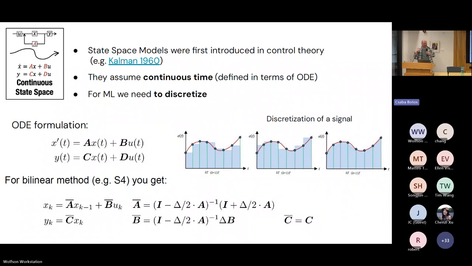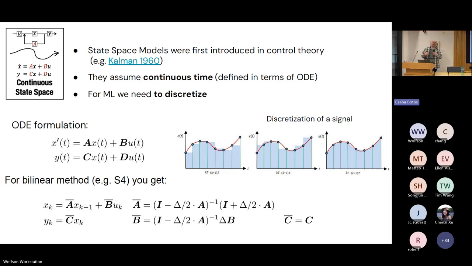Kind of repeating myself, but this is sort of the continuous time perspective of the system. So how it works is you have this ODE formulation where x is your state, and you say x prime equals, and it has this linear form A x(t) plus B u. And then the first step that you need to do in order to make this work is you need to discretize it. And here you have a choice of discretization.